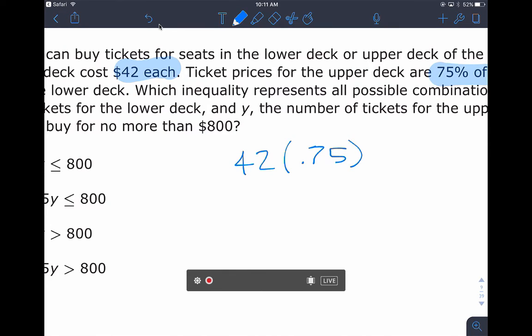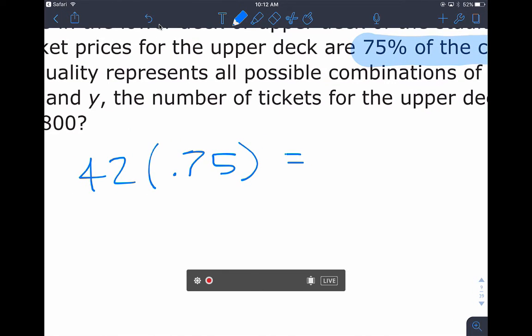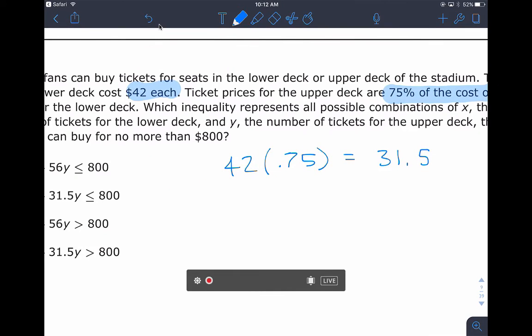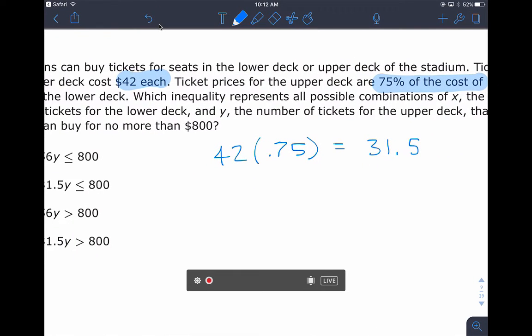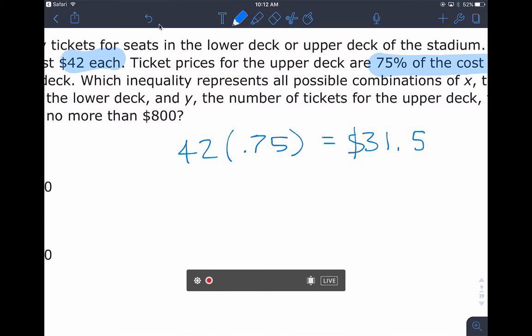You're going to have a calculator on the test, so we'll just punch that out here. 42 times 0.75 comes out to 31 and a half. And that sounds about right. That's a little bit less than the lower deck. So that's that cost.